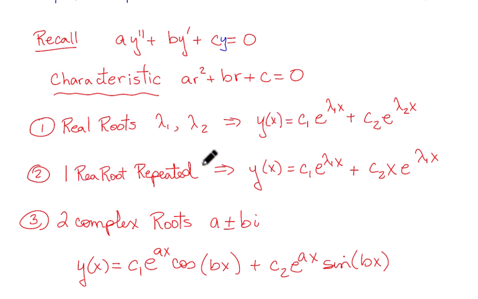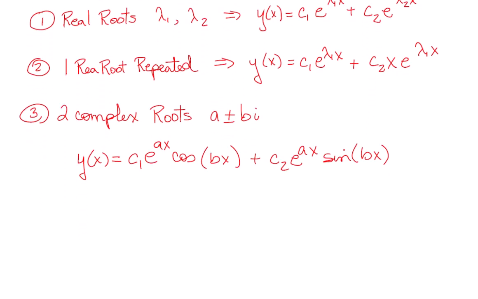If I have one real root that is repeated, then I have c1 e to the lambda 1 x, but since it's repeated, I've got c2 x e to the lambda 1 x. And if I have two complex number roots of the form a plus or minus bi, then I get e to the ax on both of these, cosine of the b part and sine of the b part.